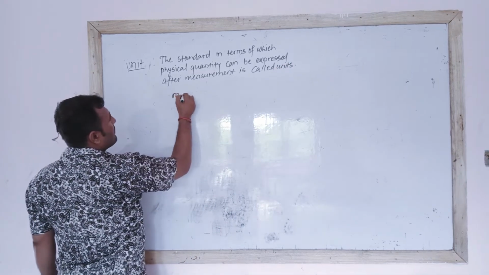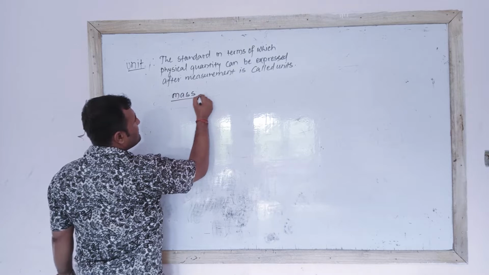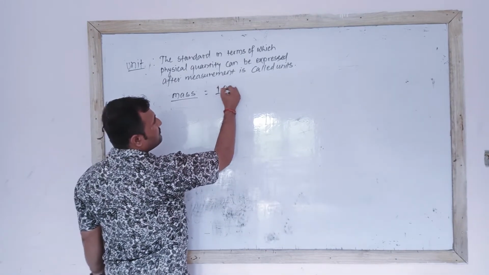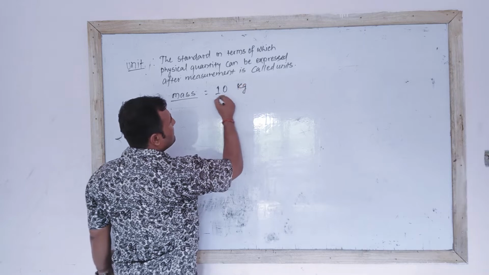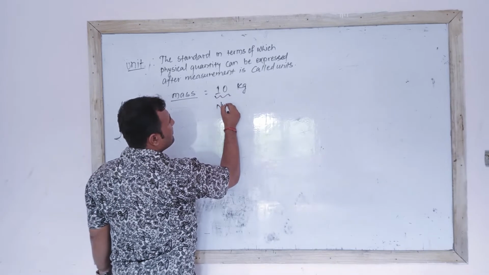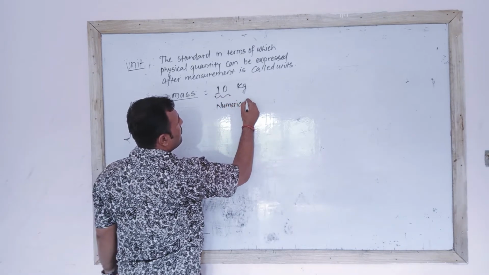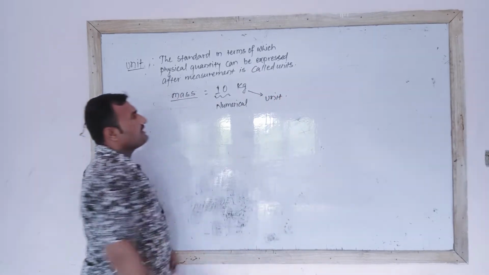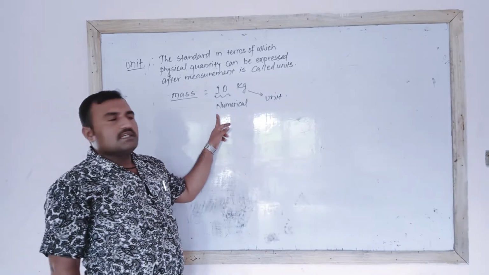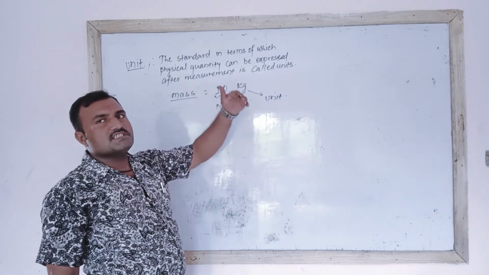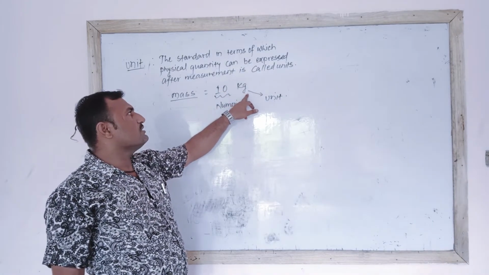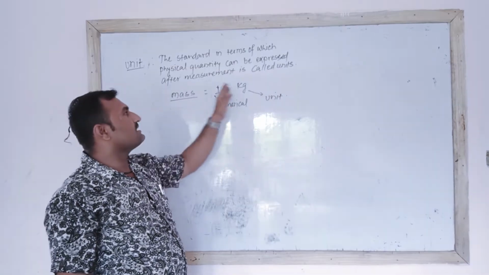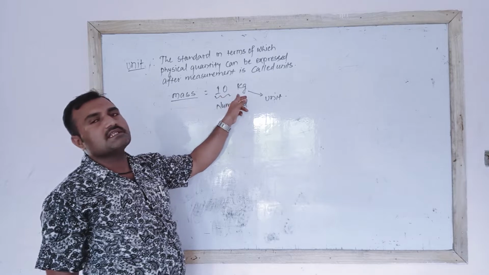As for example, when we measure the mass of an object, suppose we got 10 kg. That 10 is the numerical value and kilogram is the unit. The numerical value expresses how much bigger or smaller it is, and kilogram gives completeness to the measurement. Now it is 10 times heavier than the standard.